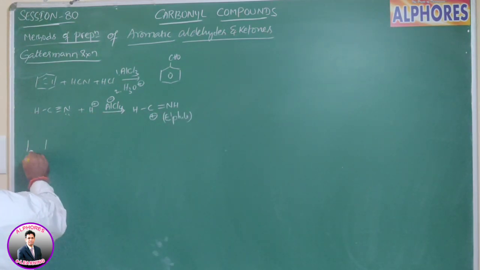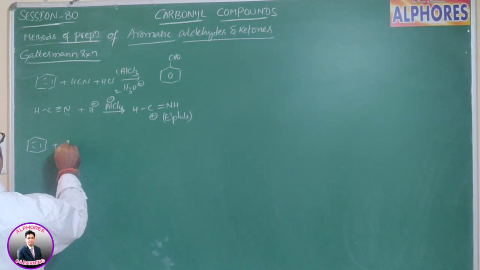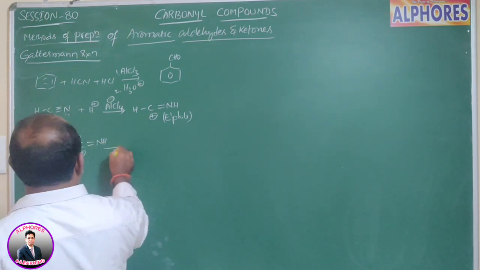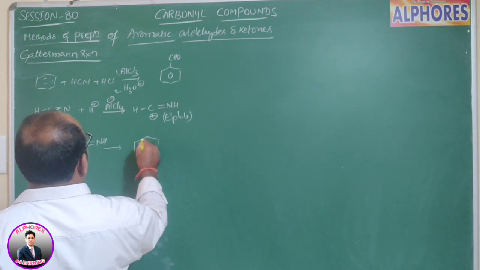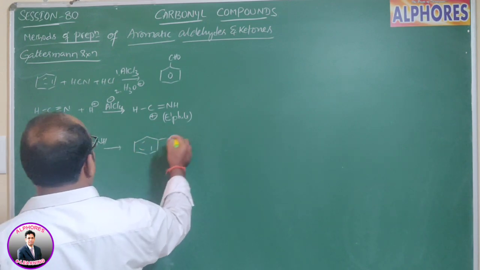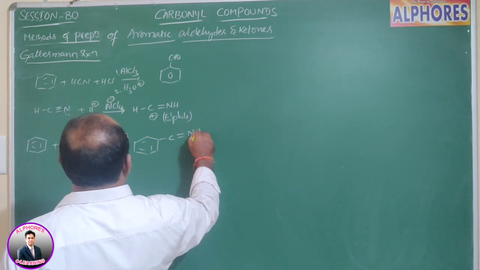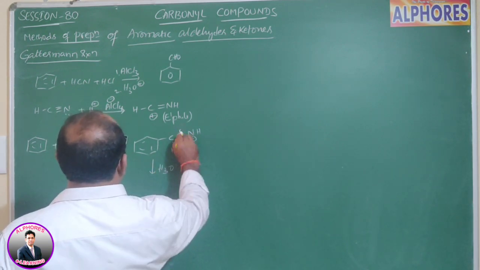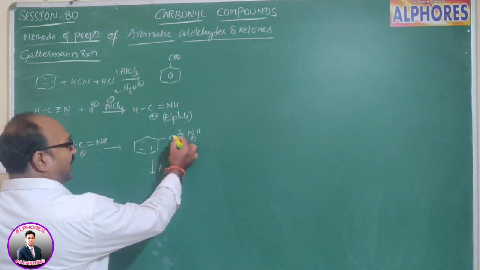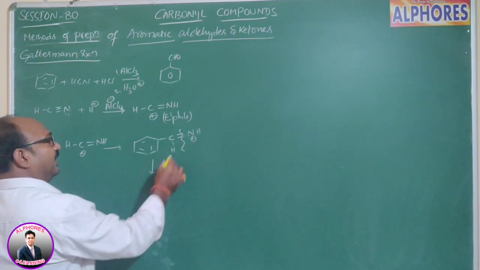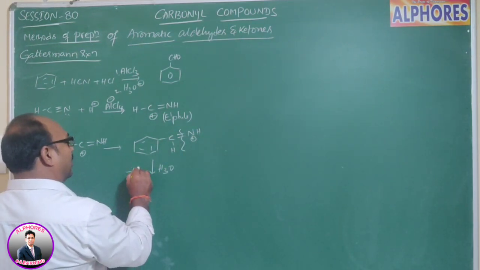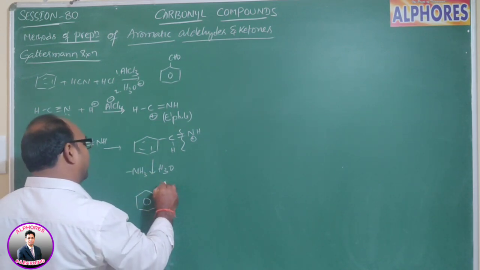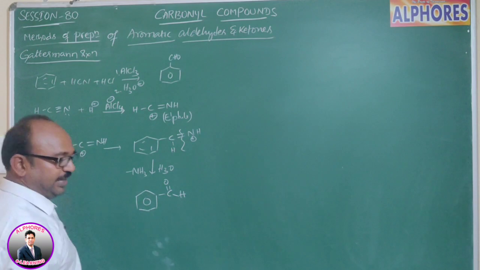This electrophile reacts with the benzene ring at one of the carbons, forming a new carbon-carbon bond, and we get the NH plus species. Upon hydrolysis, as we discussed in the previous session, wherever the C double bond N breaks, an OH group comes in, ammonia comes out, and we get benzaldehyde, C double bond OH. This is the Gattermann reaction.